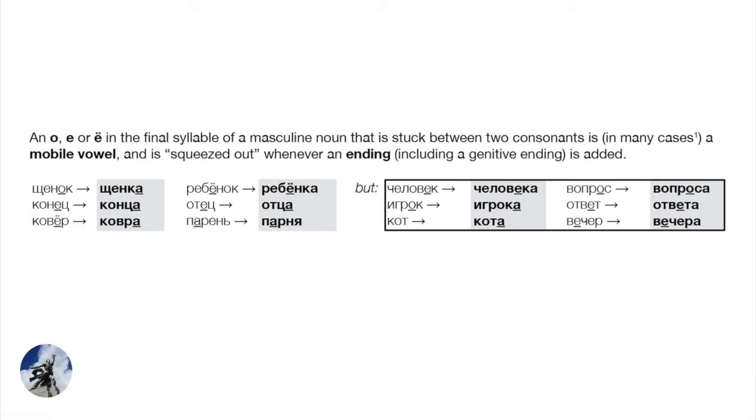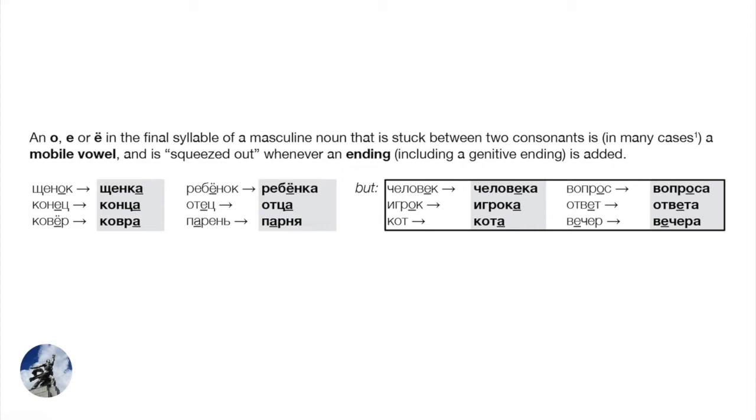And these occur sometimes in masculine nouns that end in two consonants, and you get a vowel kind of stuck between them, right? Like shinok, kanyets, kavyor, right? The o, the ye, and the yo, respectively, in those three words is a mobile vowel. What happens to a mobile vowel in these masculine nouns is that when we add any ending to it, right? And today that's going to be a genitive ending, but later it could be some other ending. Then the mobile vowel is basically squeezed out. You could think of it that way. It's squeezed out and it just disappears, right?